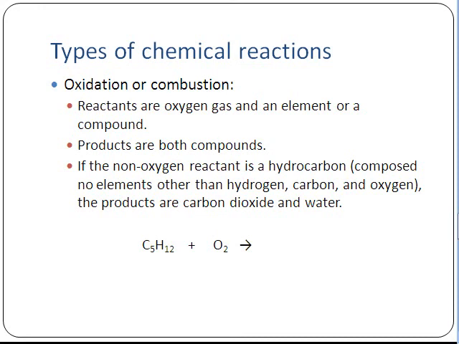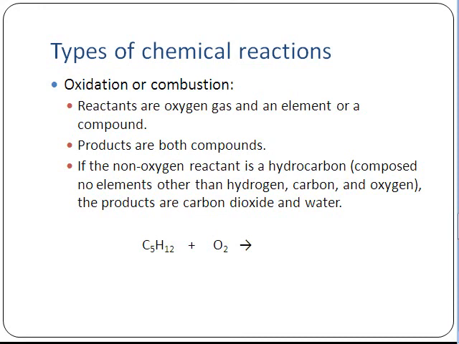So, in an oxidation reaction or combustion reaction, the reactants are oxygen gas and some other element or some other compound. So we basically take oxygen plus something else, and that's going to give us our oxidation reaction. The products are going to be 2 different compounds. So we have some element or some compound plus oxygen yields a compound and another compound. Okay? And so in most cases when we run across oxidation or combustion reactions, the element that's coming in or the compound that we're combining with oxygen gas is a hydrocarbon.